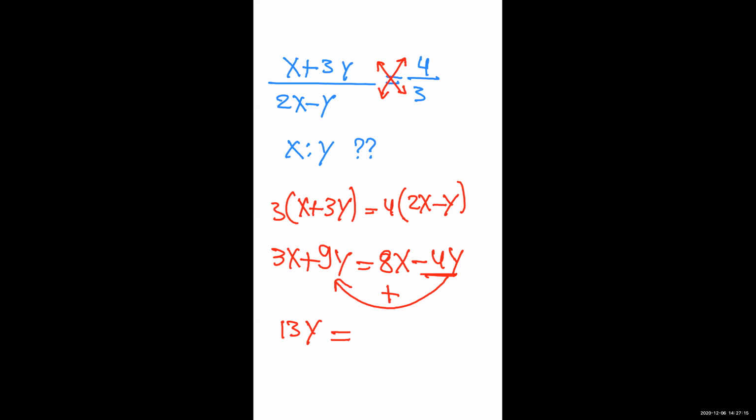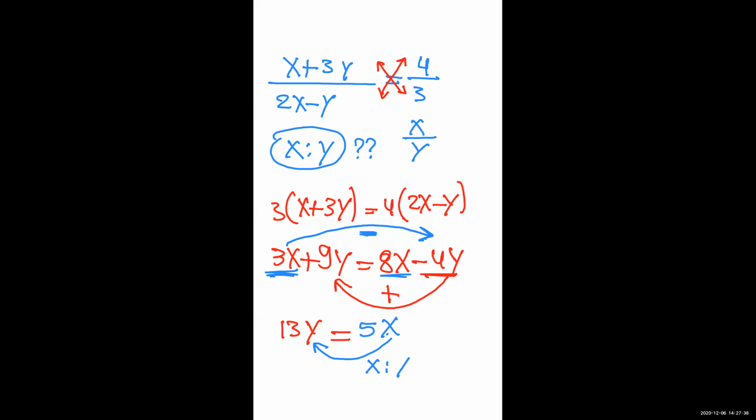And then also I'm going to shift x to the other side. It's positive 3x, so it will be negative. So 8x minus 3x means 5x. Now, guys, I can get x to y. X to y, this one we said it's actually x over y, like this. Okay, so x over y, or x to y, will equal 13 over 5, which is 13 to 5.